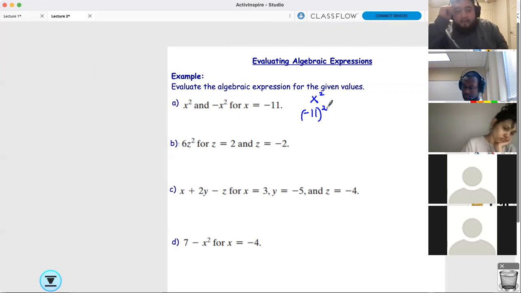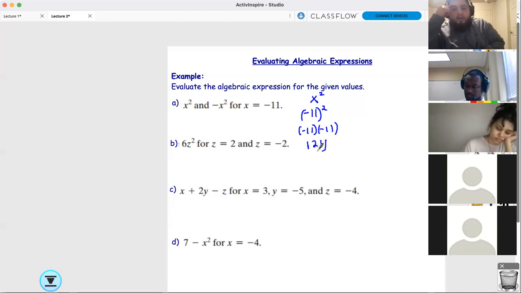Do we know how to evaluate an exponent with a negative number? We do, right? A negative 11 squared is just negative 11 times another negative 11. Two negatives make a what? A positive, right? 11 times 11 is a positive 121, and we're done. That's for the first one. We just did x squared right now. Now we're going to do negative x squared over here. So we're going to have a negative on the outside, right? Don't forget your parentheses to negative 11 squared.